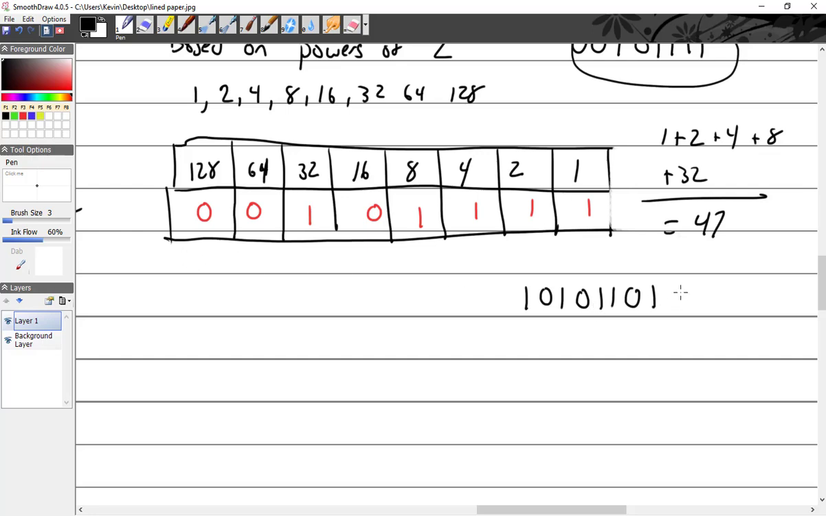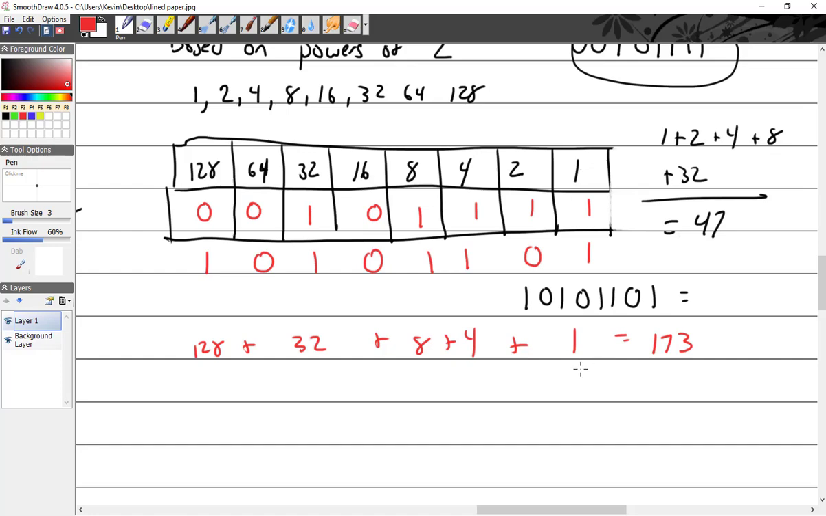So I want to know what this number is. It's 1 0 1 0 1 1 0 1. Add them up: 128 plus 32 plus 8 plus 4 plus 1. And you tell me. 173. Simple enough. The hard part for me is remembering you start on the right and work your way backwards. The 1 goes to the right side, instead of left to right.